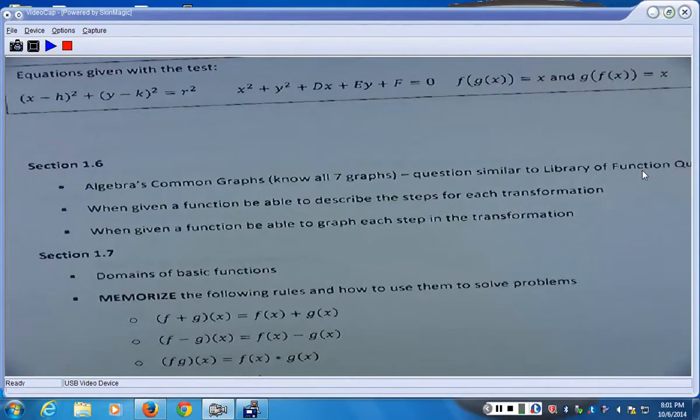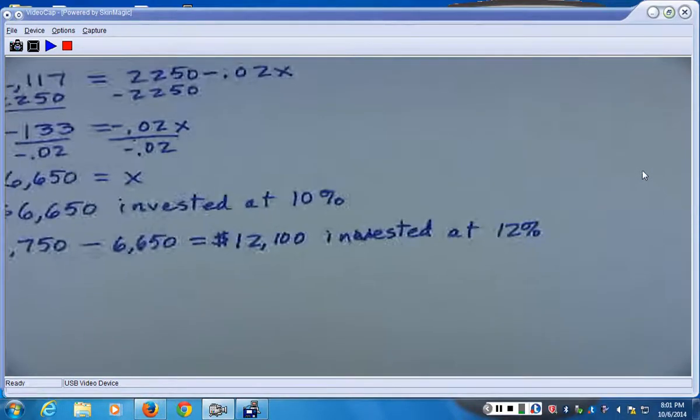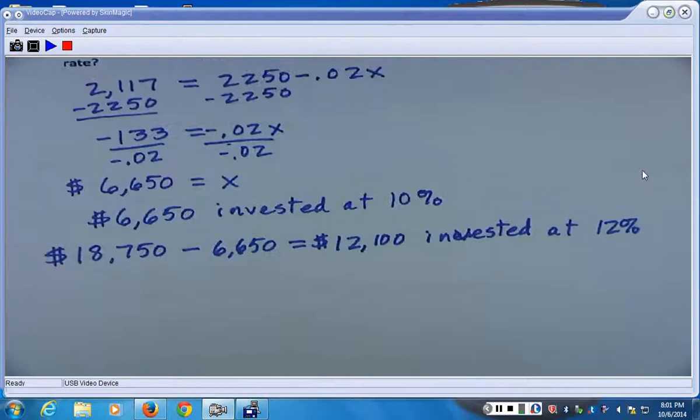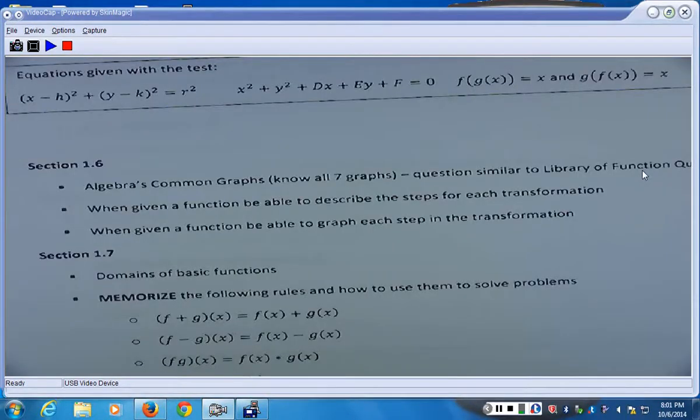Rich, did you finish writing? I didn't get the last question. Okay, I'm good. Okay. Let's stop that. That was section 1.10.